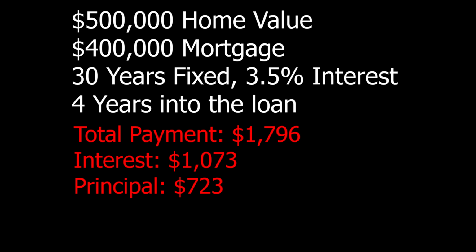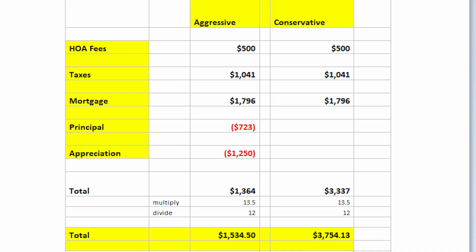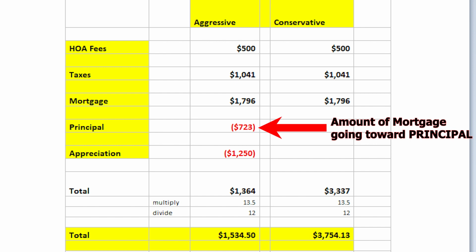The mortgage, again, we're on a $400,000 mortgage, 30-year fixed, 3.5%. That mortgage payment is $1,796. But as you'll see on the aggressive side, we need to subtract out the amount of that going towards principal. The amount going towards principal is $723. On the conservative side, we're not considering that.